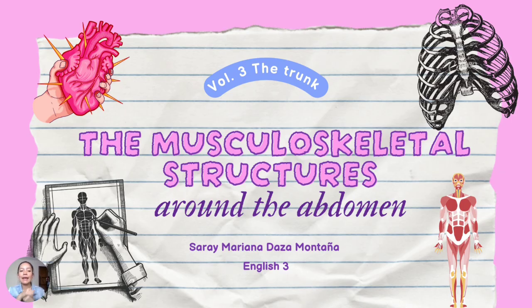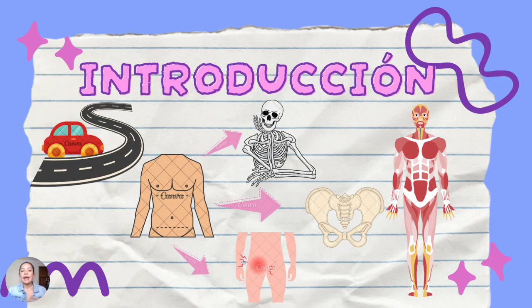Today I am going to explain my video for English 3, which covers the musculoskeletal structures around the abdomen. This is part of volume 3, the trunk. So, let's start. In this journey, we will explore how the abdominal and pelvic cavities are supported and defined.